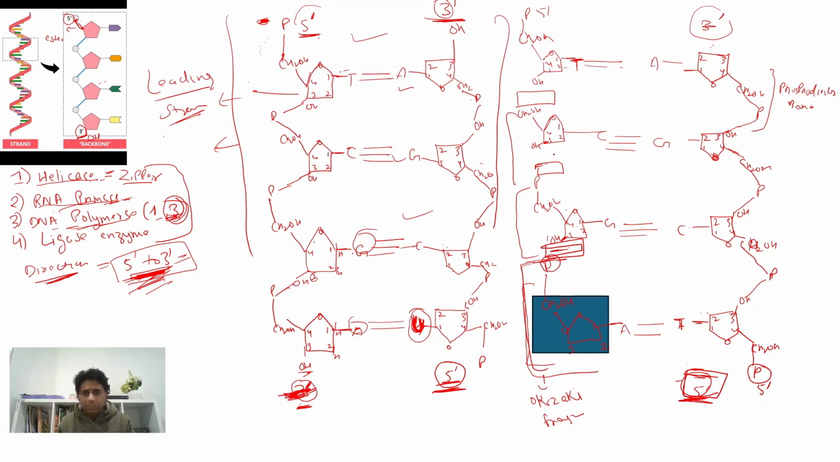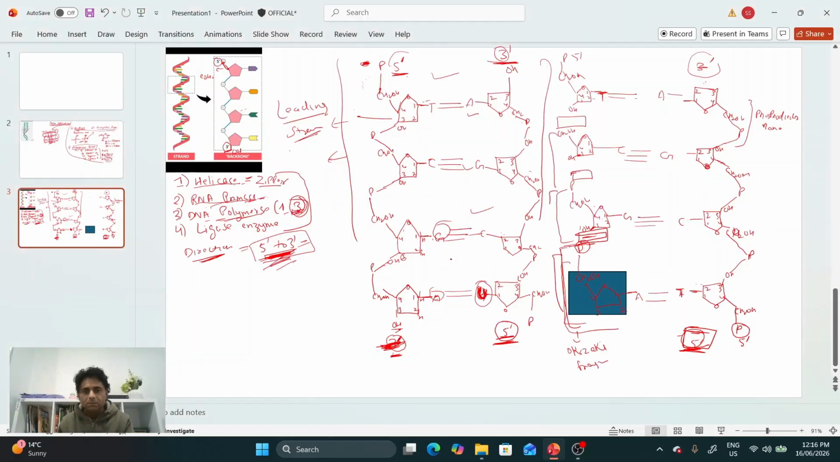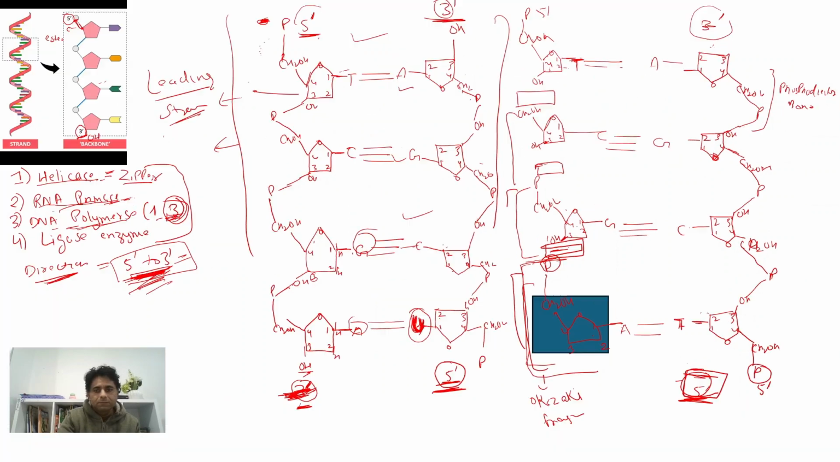So we end up with the lagging strand having Okazaki fragments. These are the Okazaki fragments, because there's a gap between the hydroxyl group and the phosphate group. So here is the hydroxyl group and the phosphate group. This is the gap. Okay, so this is all done.